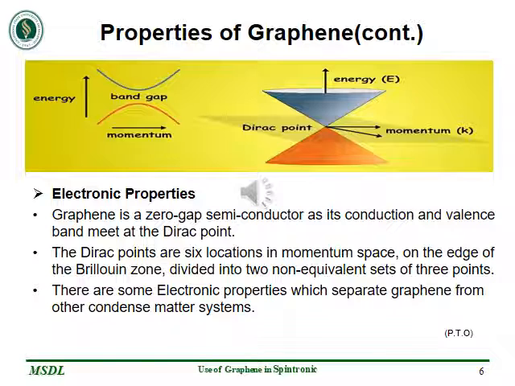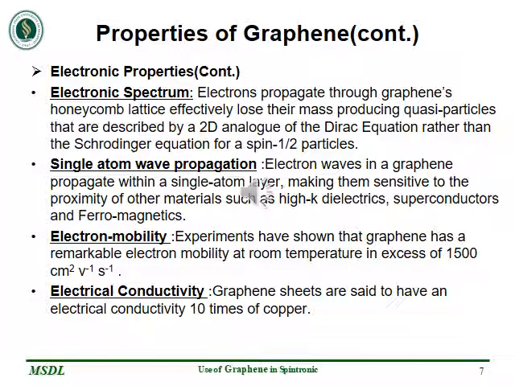Now let's see some electronic properties. Graphene is a zero gap semiconductor as said earlier, and its conduction and valence band meet at the Dirac points. The Dirac points are 6 locations in momentum space on the edge of the Brillouin zone divided into 2 non-equivalent sets of 3 points. There are some electronic properties which separate graphene from other condensed matter, and we will see that in the next slide. And here they are. Let's see one by one.